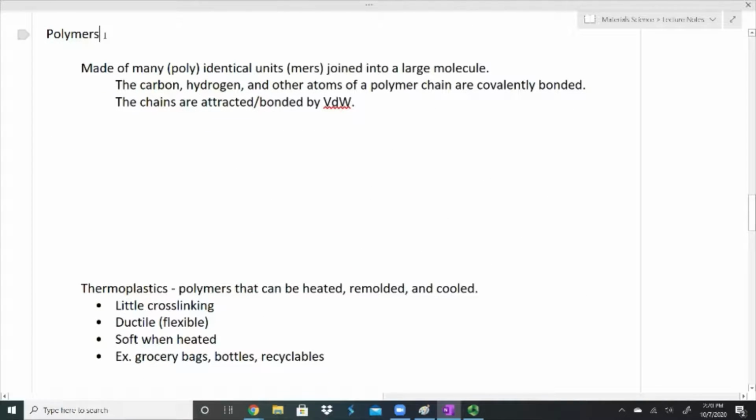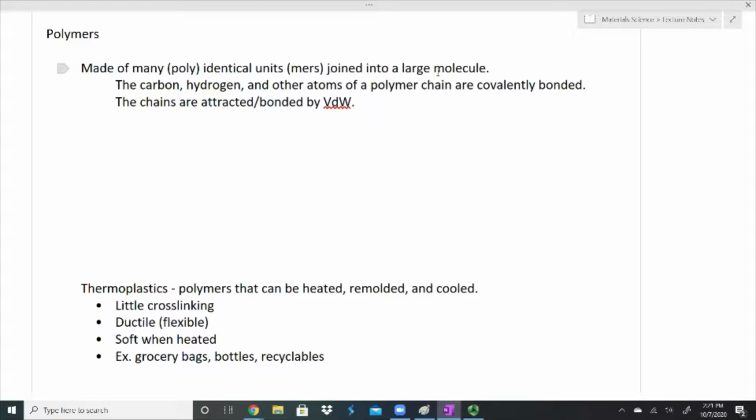Really quickly, we're going to go through polymers. Now polymers, there's a lot of stuff here, and we are going to go through it really quickly. We can talk about it more if you want to get into polymers, but we're really just going to hit some things. So first off, polymers mean many units, and these many units are joined together into a large molecule. There are carbon, usually hydrogen, and then there can be other atoms, and they're all covalently bonded together into these long chains, and these long chains are then attracted together from the sides by van der Waals forces.